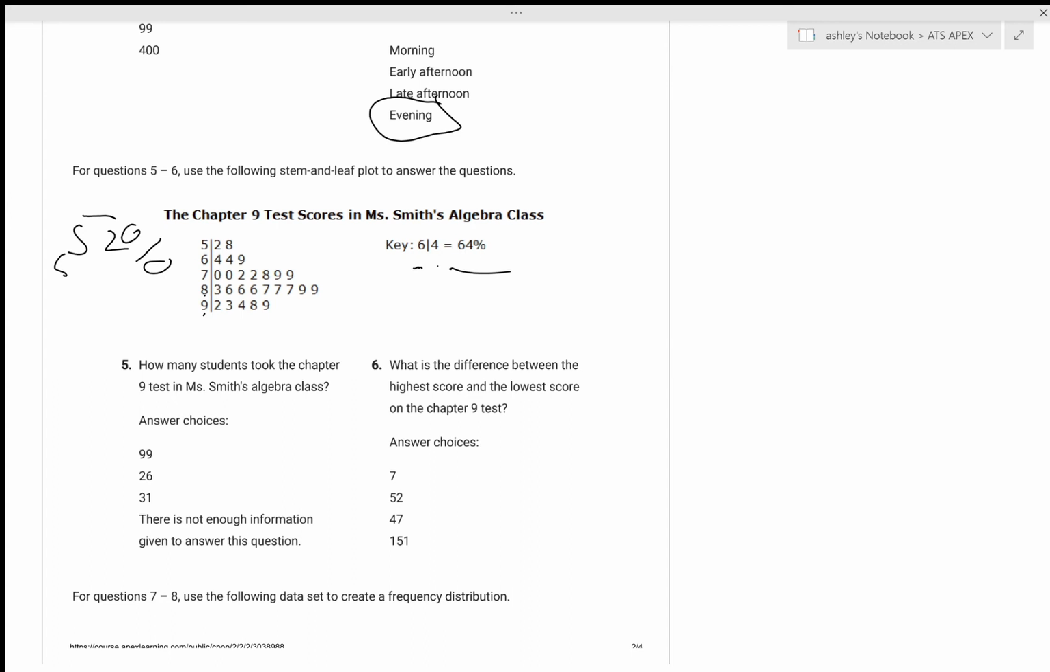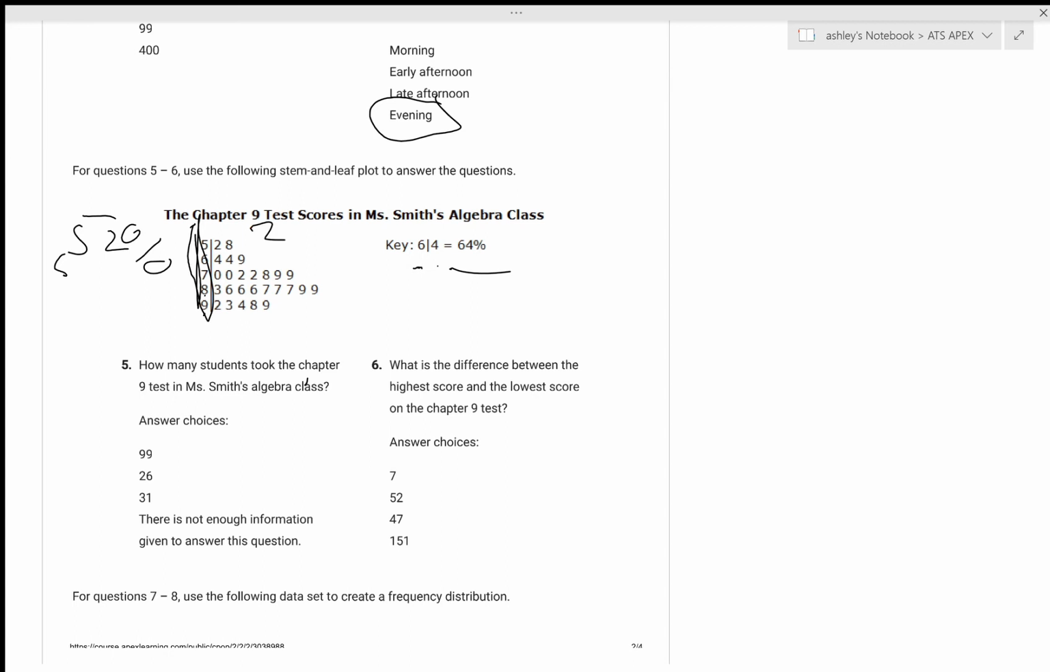All right, so the first question is, how many students took the Chapter 9 quiz in Mr. Smith's algebra class? Well, once again, what you want to do here, ignore these numbers, ignore this side right now. Just count how many numbers are over here. Don't add them like values. So it's not that this first line is 10. That's a 2 and an 8, so there's 2 numbers there.